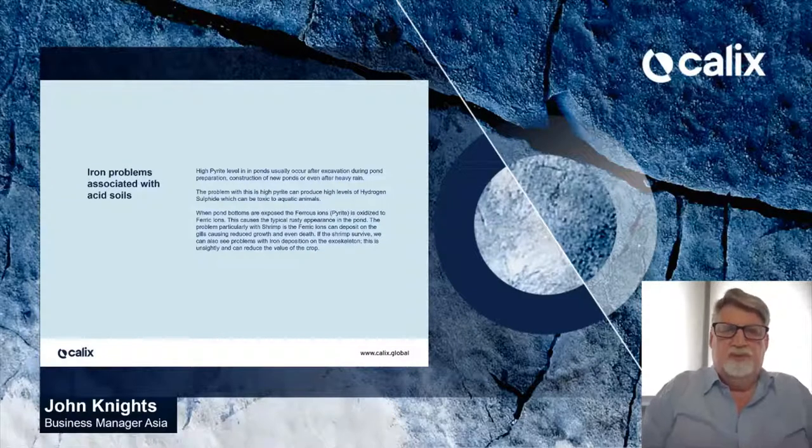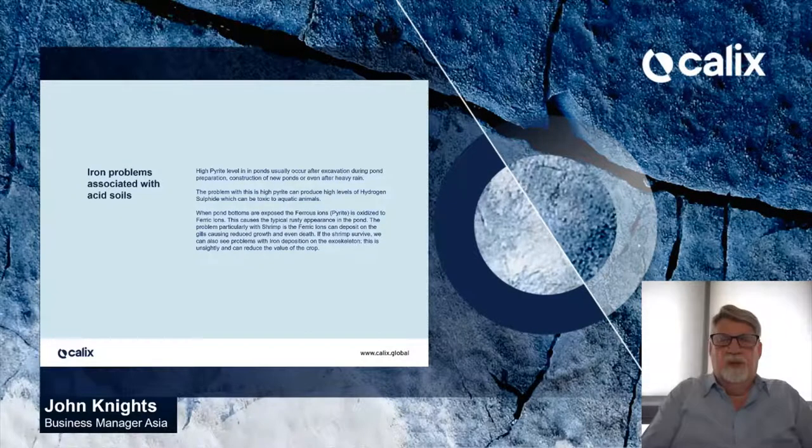Iron problems associated with acid soil. High pyrite levels in ponds usually occur after excavation, during pond preparation, construction of new ponds, or even after heavy rain. The problem with this is this high pyrite can produce high levels of hydrogen sulfide, which can be toxic to aquatic animals.